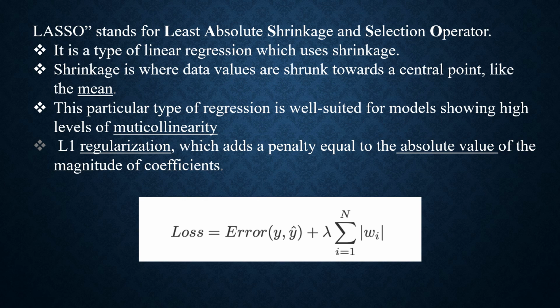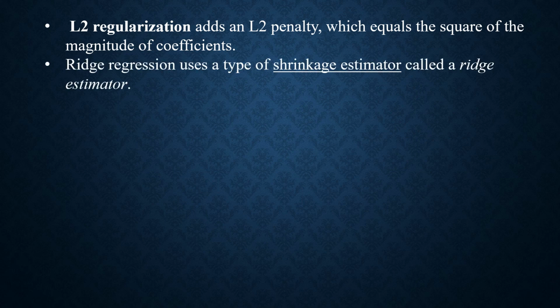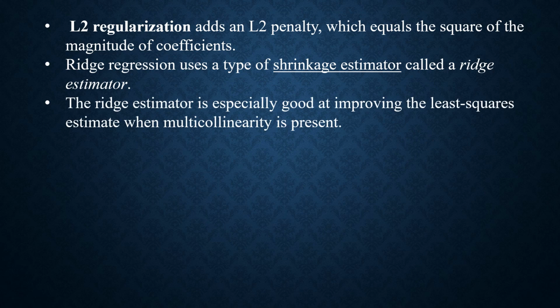Now let us understand ridge regression. Ridge regression is also known as L2 regression. It adds an L2 penalty which is equal to the square of the magnitude of coefficient. So initially we were adding a penalty multiplied by the mod of the coefficients, but here we are taking the square of the magnitude of the coefficients. Ridge regression uses a type of shrinkage estimator known as ridge estimator. We have studied about shrinkage, wherein we are trying to shrink our data towards the mean. The ridge estimator is especially good at improving the least square estimate when multicollinearity is present.